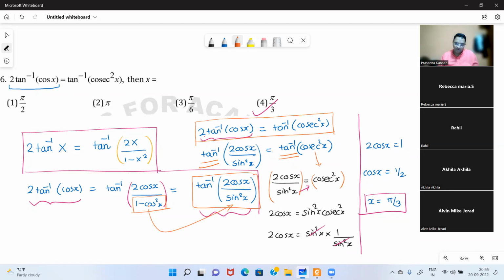Now I can just cross multiply sine square x into cosecant square x. Cosecant square x is nothing but 1 by sine square x. Sine square x cancels because x is not 0. Therefore, you can cancel comfortably. So 2 cos x is 1. Therefore, cos x is half. For what angle of x, cos x is half? It is pi by 3.